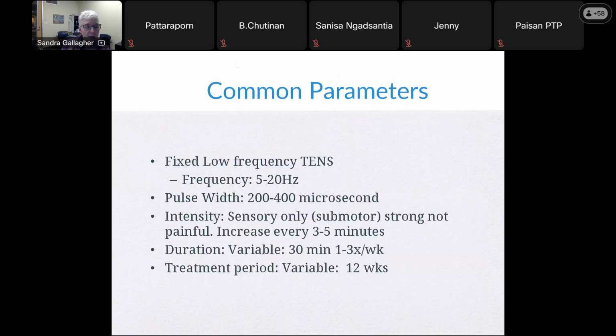The TENS unit should not be modulated. The frequency should be fixed anywhere between 5 and 20 hertz, so it's not changing. And the pulse width is commonly between 200 and 400 microseconds. For my pediatric patients and people who are nervous, I will go lower. The intensity should be strong, not painful. It's usually done 30 minutes, 1 to 3 times a week. People usually have a home unit here, and there should be some change in their urinary urgency within that 12-week period.